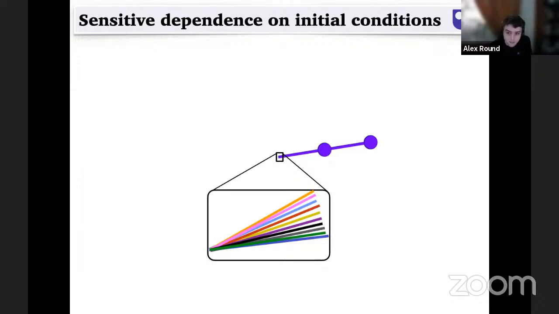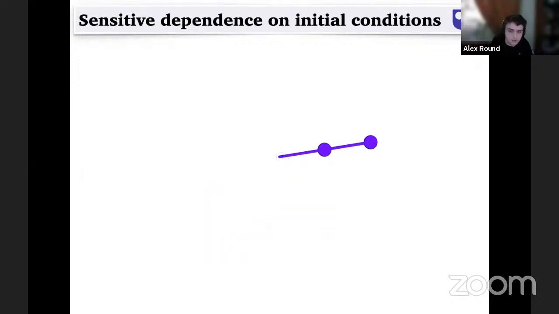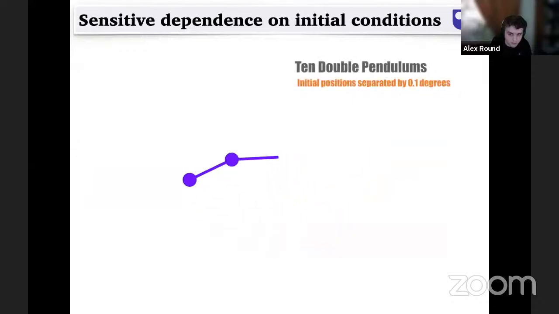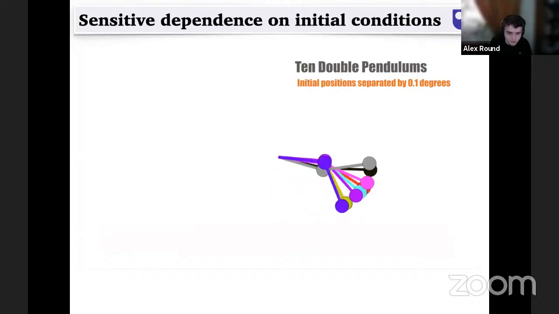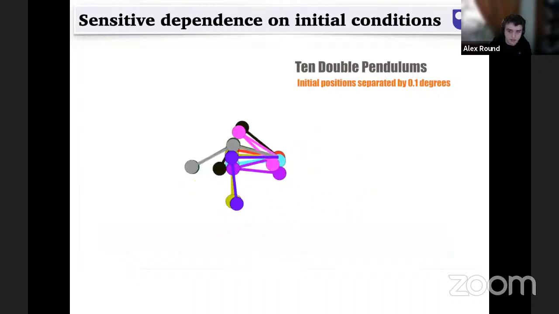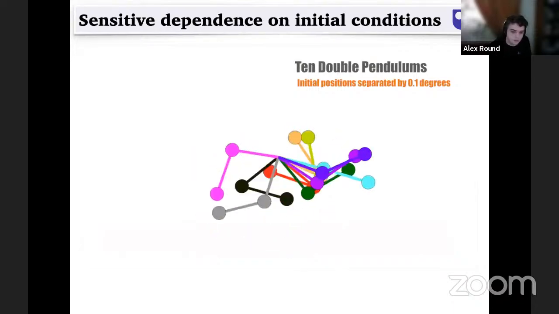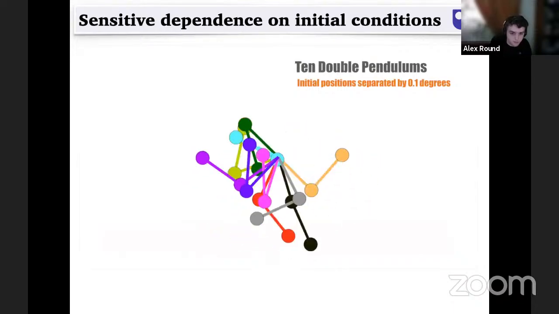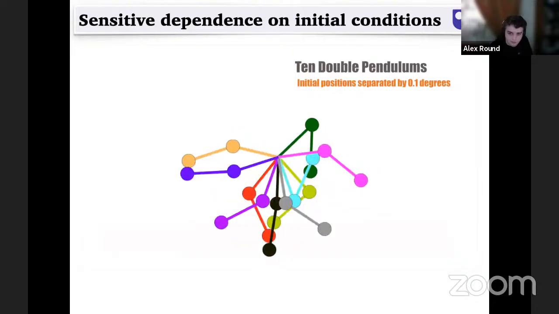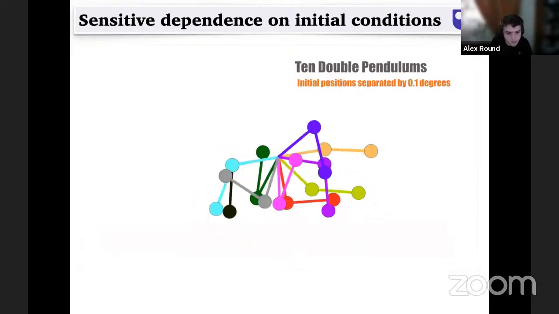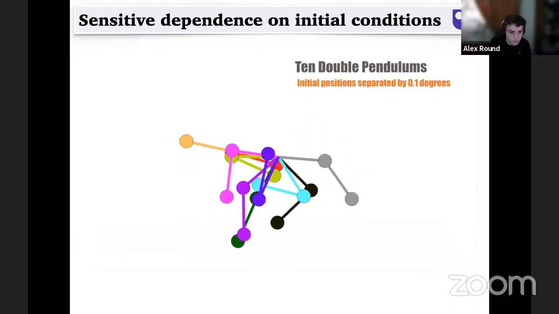Sensitive dependence on initial conditions is where this little change in the initial angle will cause a massive change in the behavior after a period of time. So we observe here that there's no change. They are staying together. But after a certain period of time, they'll start to diverge from each other. And this is a massive change in the dynamics. This definitely shows the sensitive dependence on initial conditions, because we've only changed the angle very, very slightly. But as you can see here, each one is doing its own thing.